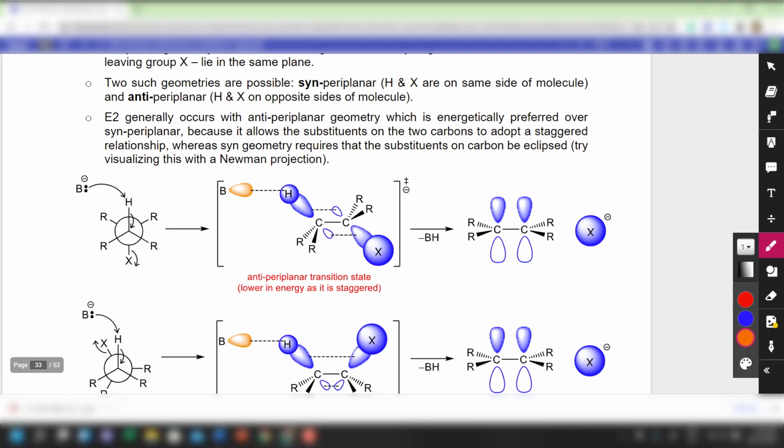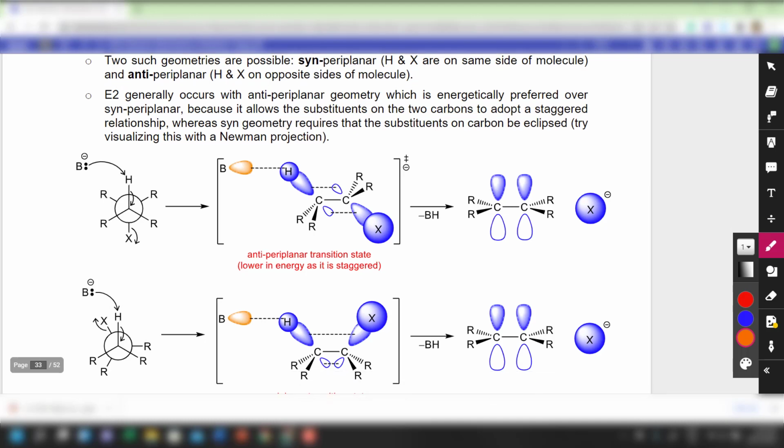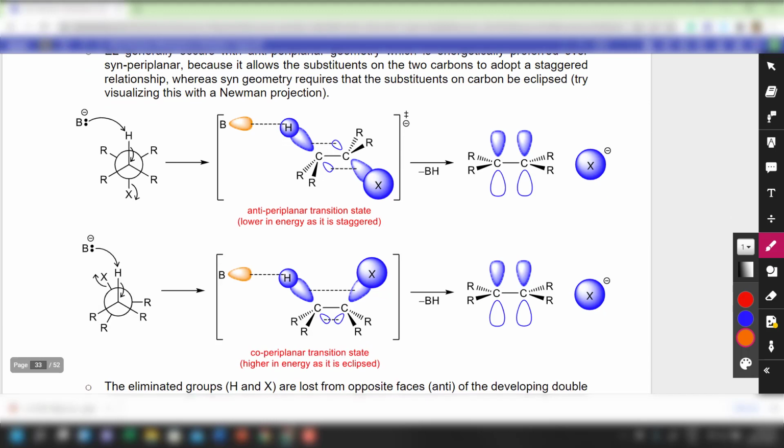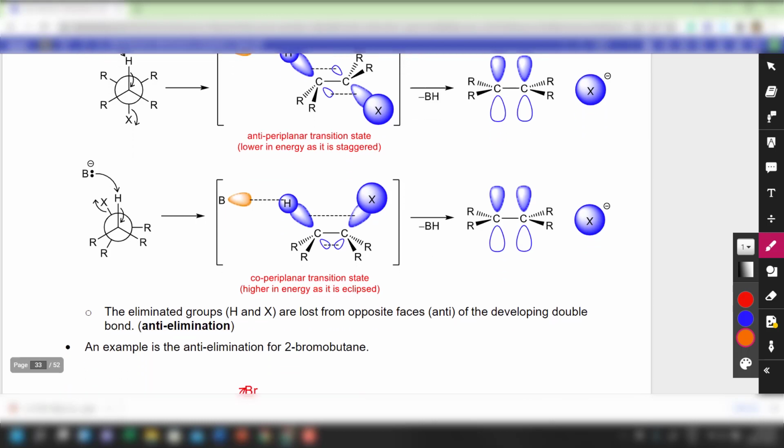Yeah, okay, but why must it be anti-periplanar? Why can't it be syn-periplanar? Well, the reason is related to what you learn under conformation analysis. Staggered conformation is lower in energy, more stable as compared to eclipsed conformation, as shown in the diagram here. So I think with that you will probably understand a little bit more why anti-periplanar geometry is preferred over syn-periplanar geometry, although syn-periplanar elimination is possible.